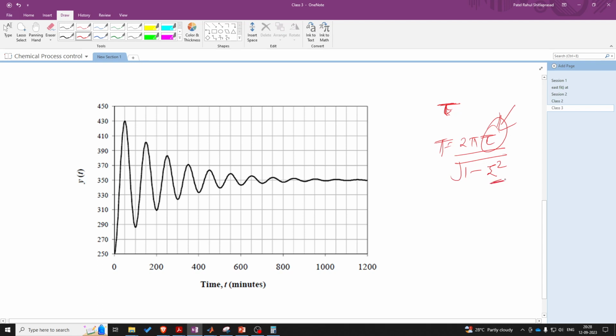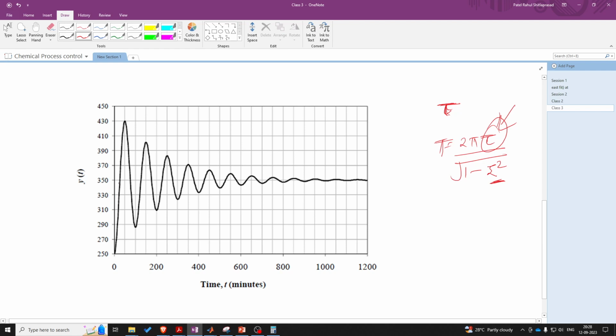But in the question we have only been provided this plot. So using this plot we need to find the value of zeta, that is basically the damping coefficient. But from the plot we don't have any direct information about the damping coefficient. We only have information about the time period of oscillations, overshoot ratio, decay ratio, steady state value, all of these things.